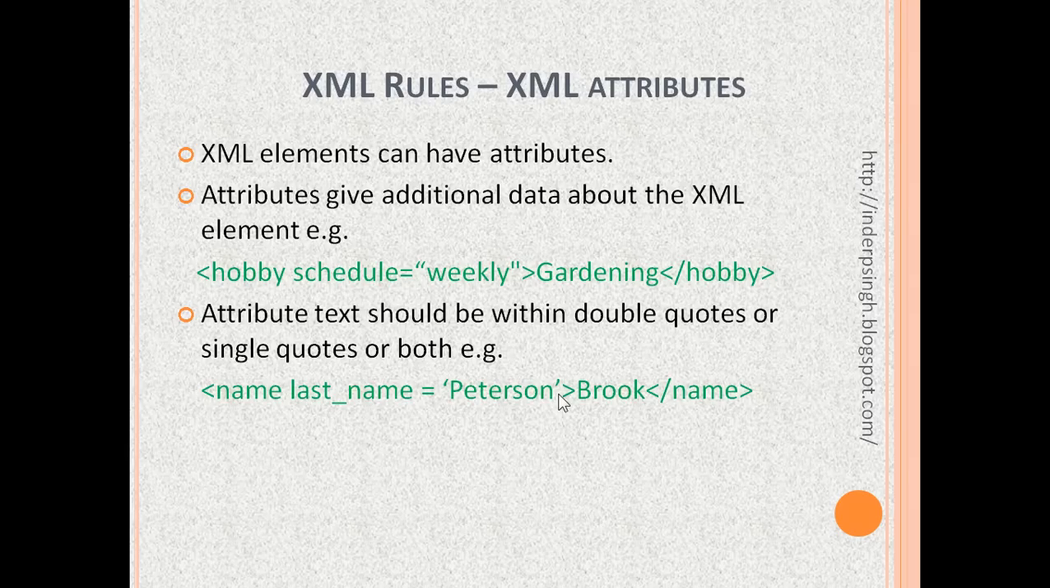Sometimes it is possible that the attribute text or the attribute value includes a single quote or a double quote. Then we have to use both double quotes and single quotes. So an example is, let us say the name XML element has a last_name attribute, and the value of that attribute is O'Reilly, with an apostrophe after the O. This is allowed because we are enclosing the attribute value within double quotes at the beginning and the end. In case you have a double quote within the attribute text, you can enclose the entire attribute text by single quotes.